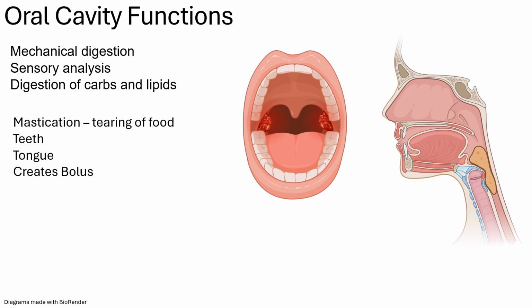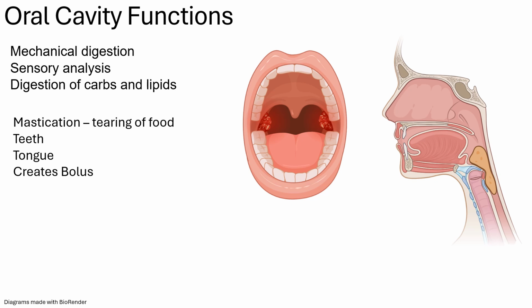The mouth serves several functions, including sensory analysis, mechanical digestion, lubrication, and the start of chemical digestion. Sensory analysis helps us identify characteristics of food, like how wet it is, how dry it is, if it's a tough steak, and that information is sent to your brain, which then prepares the stomach and other organs involved.